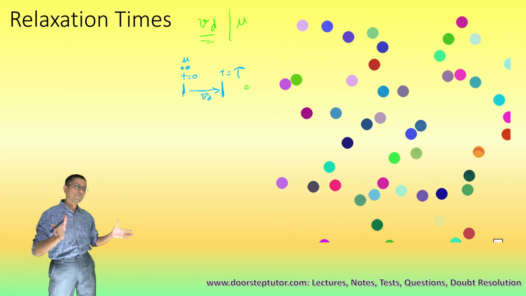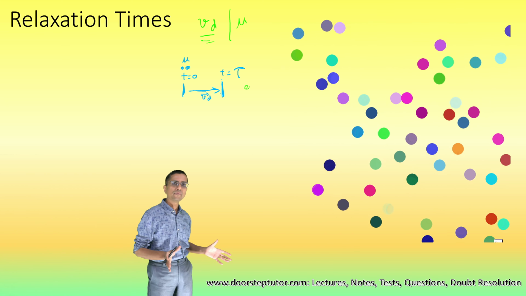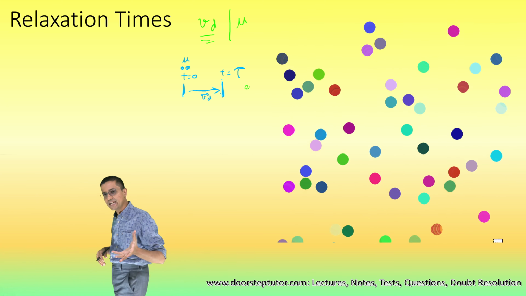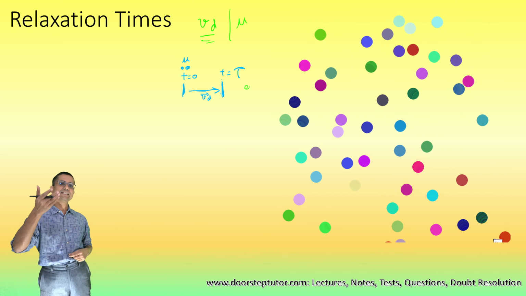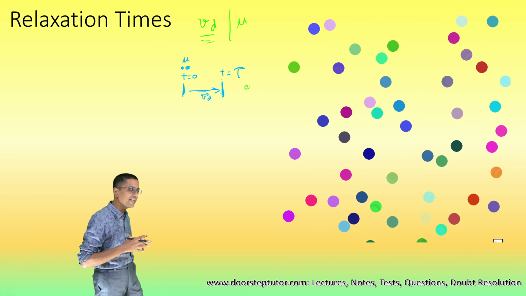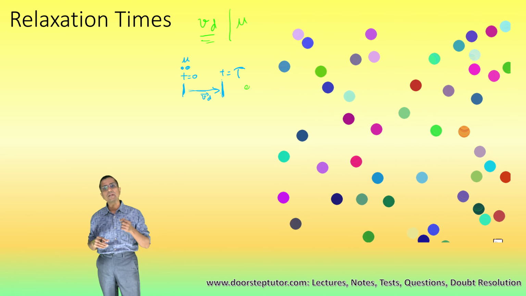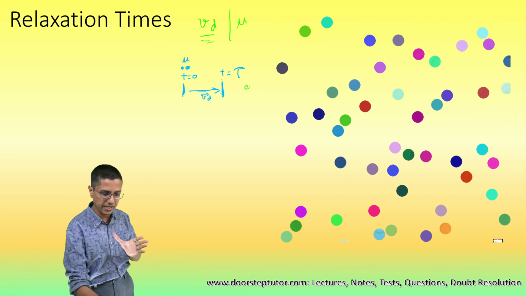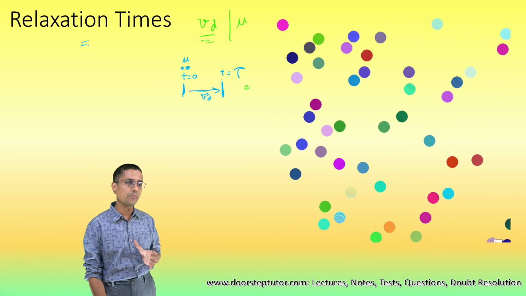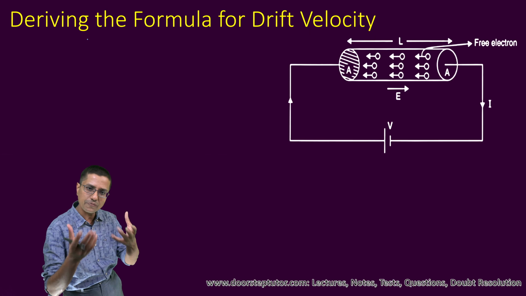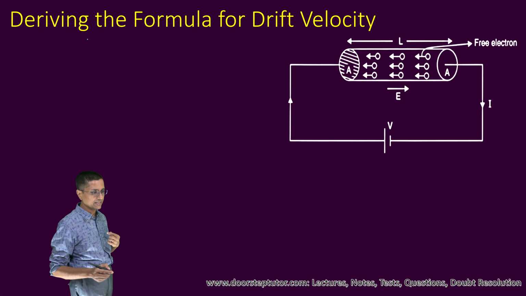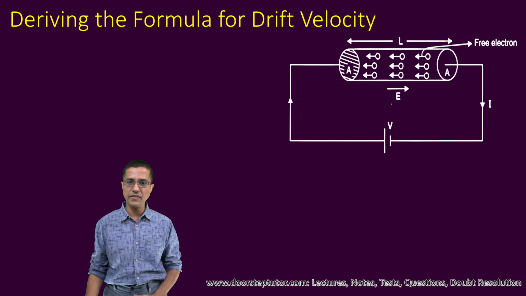At this point again its velocity becomes completely random. So that is what we assume: whenever an electron collides, its velocity becomes completely random, and after the collision it starts gaining a component of velocity due to the electric field. That is why the relaxation time becomes important for our derivation, and you will see this as we do the derivation. So this is the general setup.